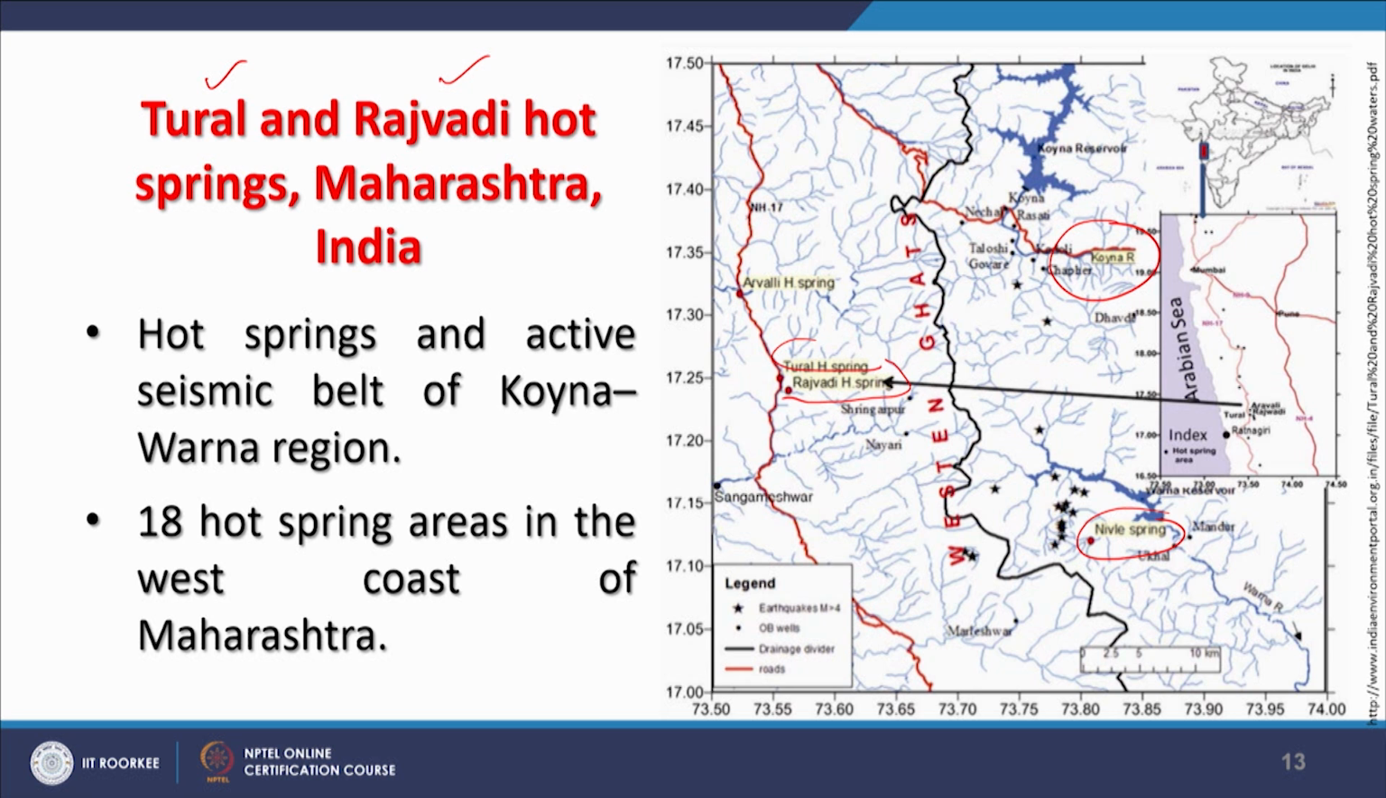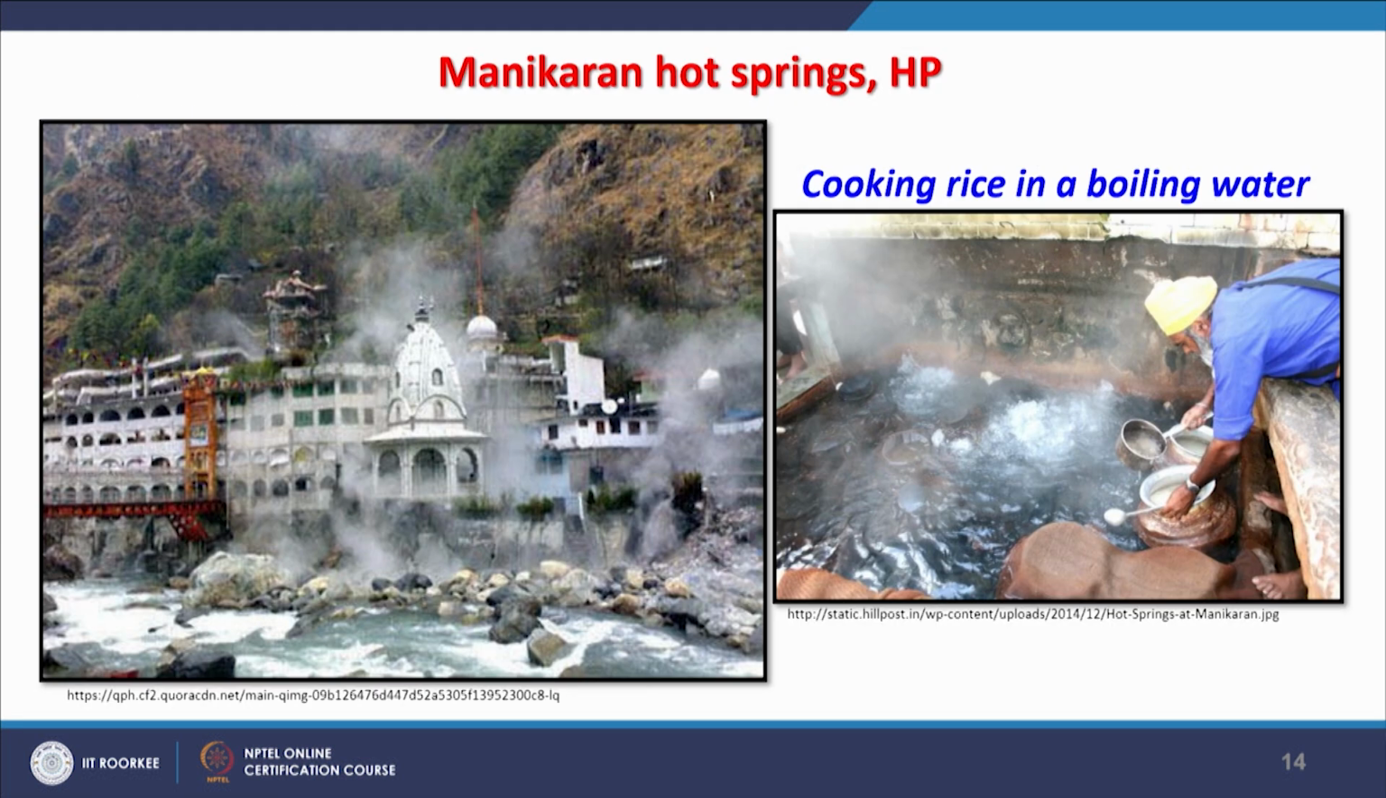So, 18 hot spring areas in the west coast of Maharashtra have been identified, and that is mainly Deccan Trap areas or basaltic terrain.